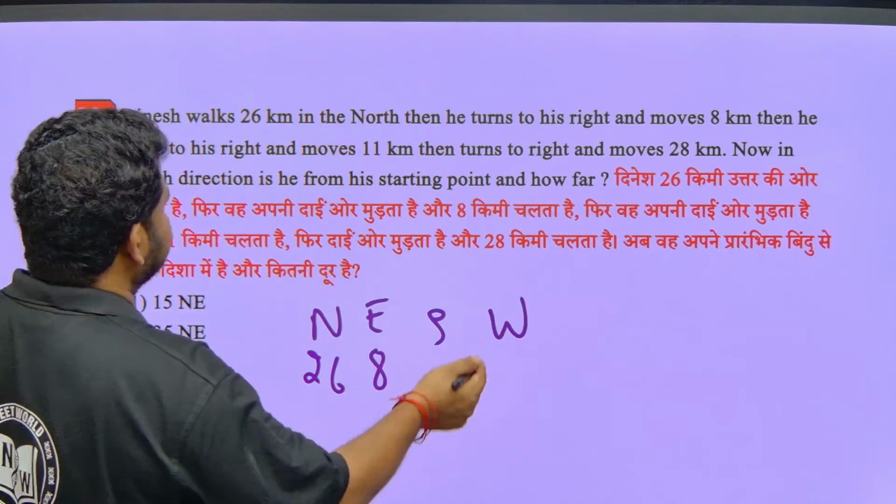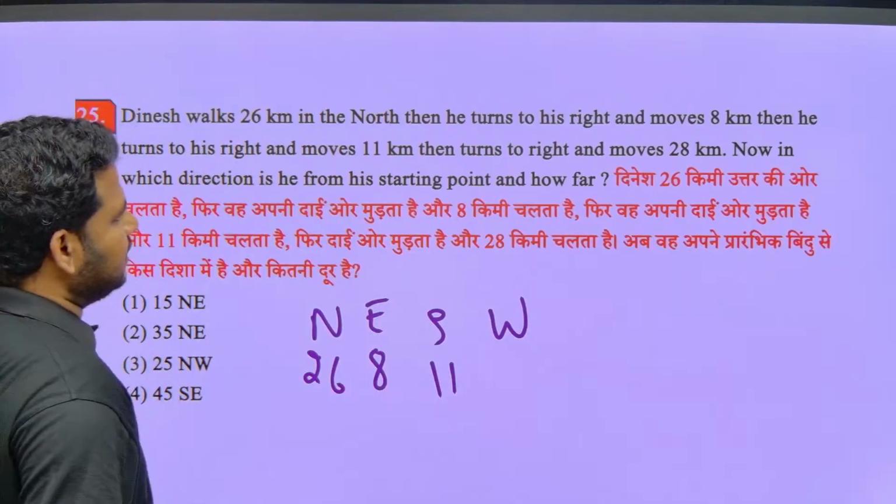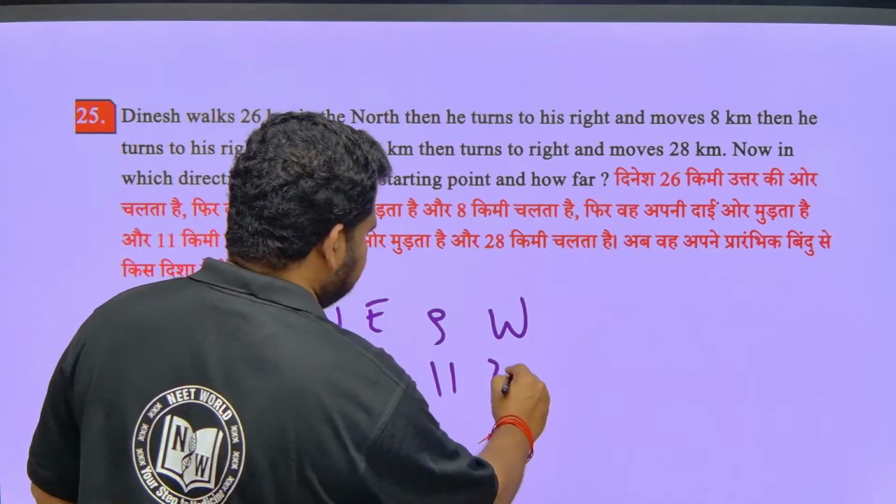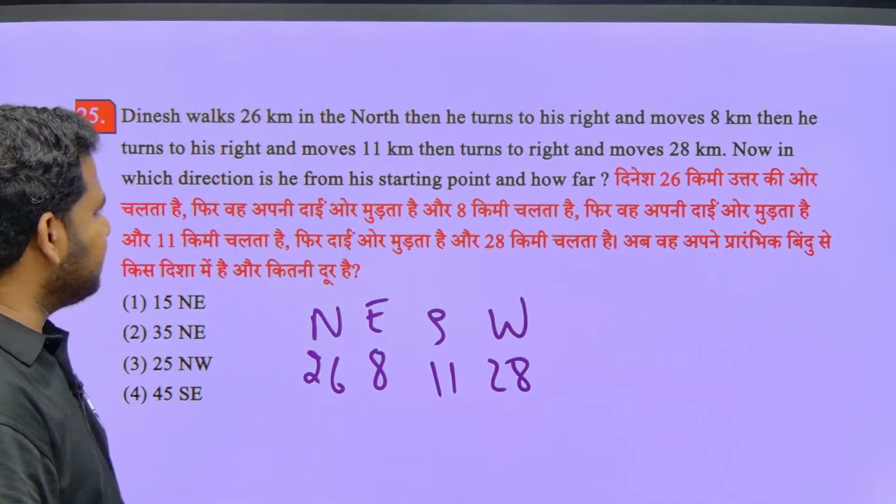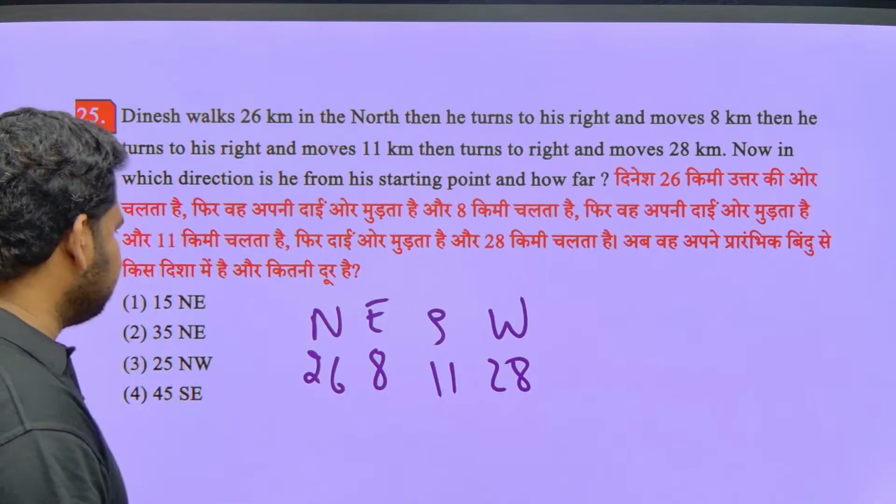Then turns to his right again and moves 11. Okay, 11 under south. He then turns to right and moves 28 kilometers. Okay, done. Now in which direction is he from the starting point?